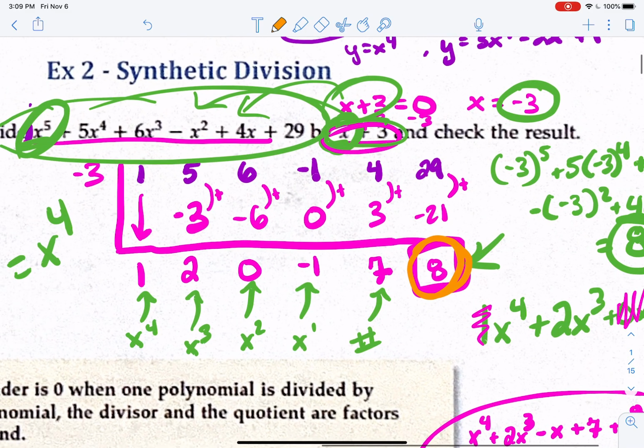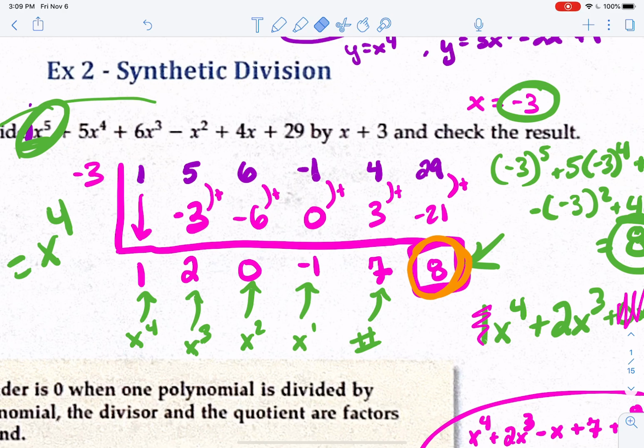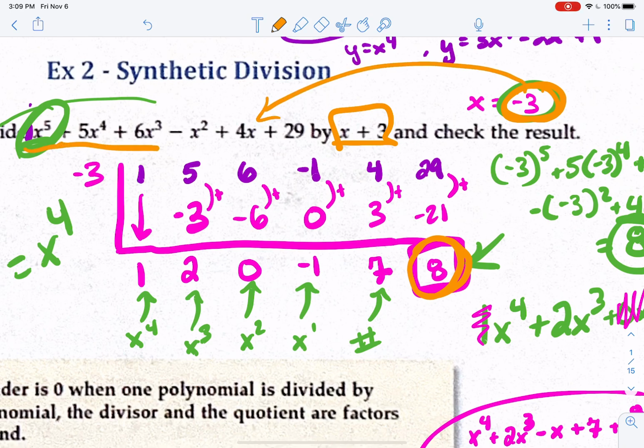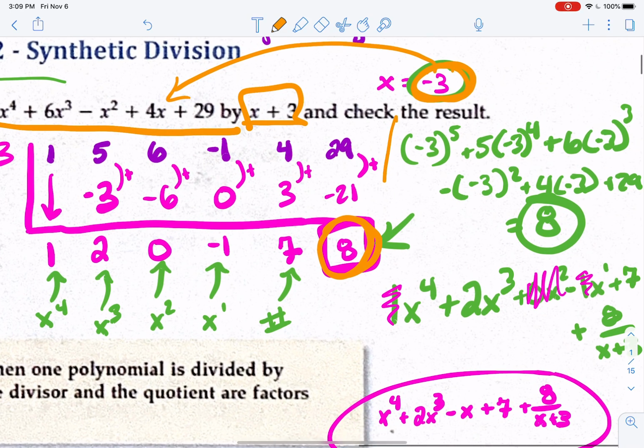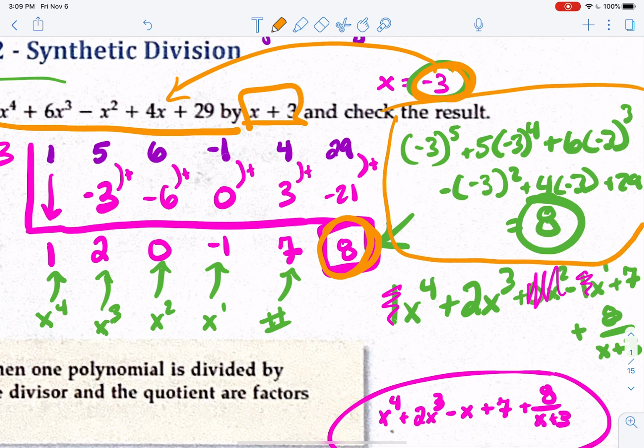Well, what I could do is, when we're dividing by x plus 3, I set that equal to 0 and I get negative 3. Then I can plug negative 3 into this big long function here, which we did over on this side. After I plug that negative 3 in and solve, I got 8 as the answer. So I can check that since I got 8 when I plugged it in, 8 should be my remainder.